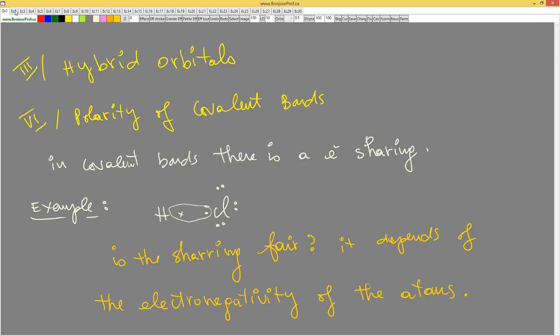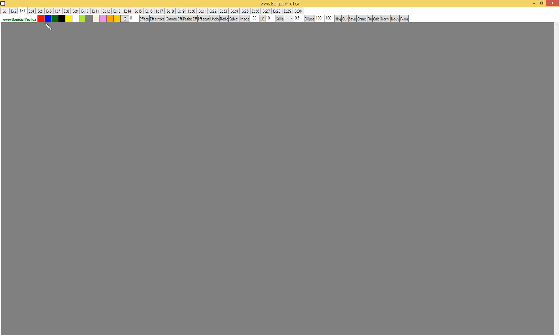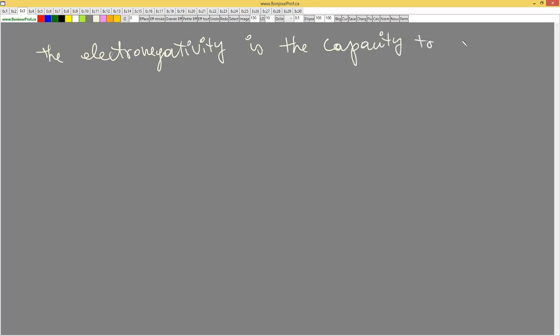Electronegativity is what? I'm going to give you the definition again. The electronegativity definition: the electronegativity is the capacity to attract the electrons of another atom. This is the electronegativity.